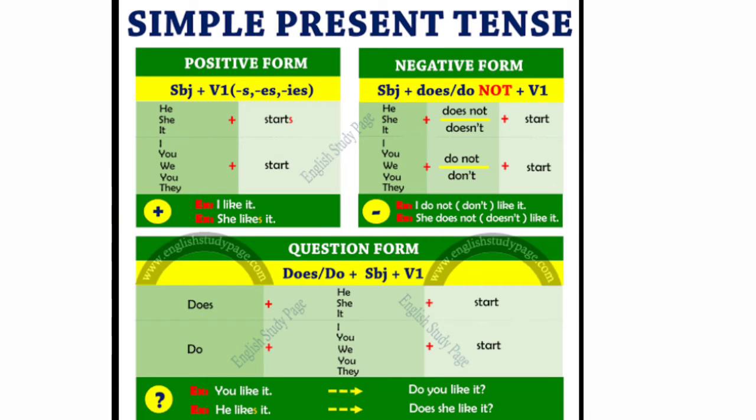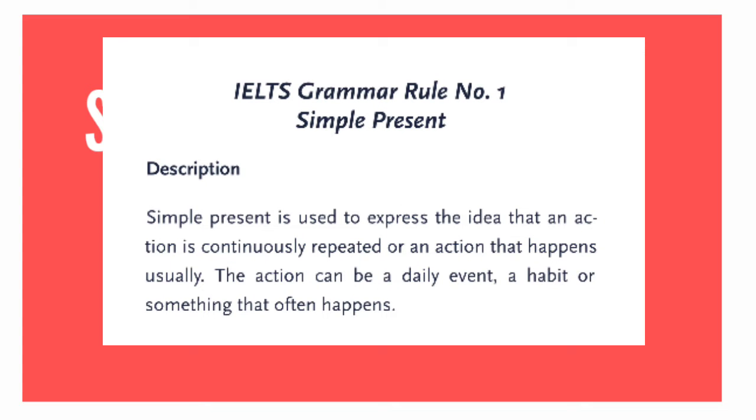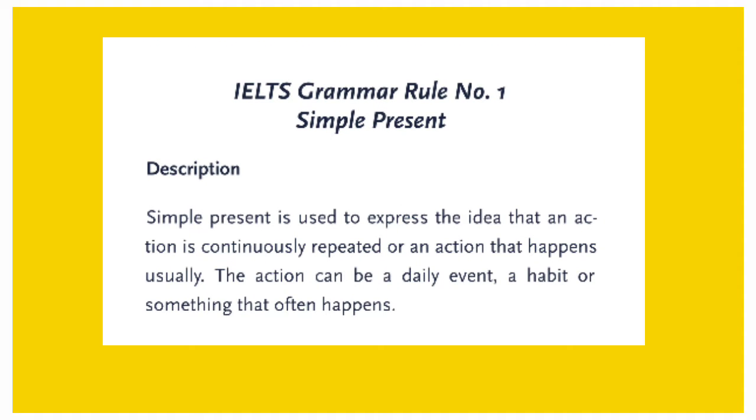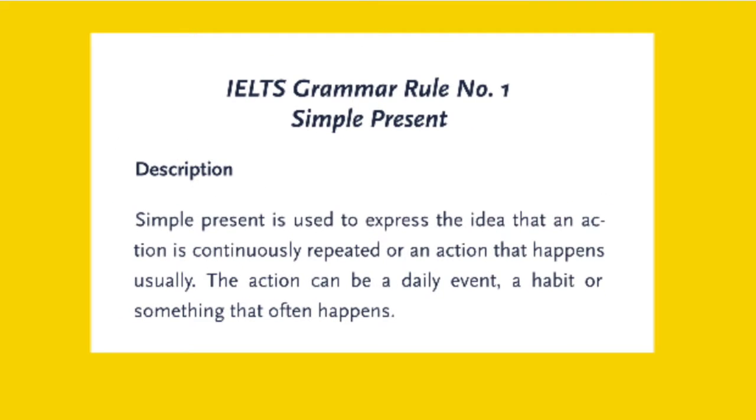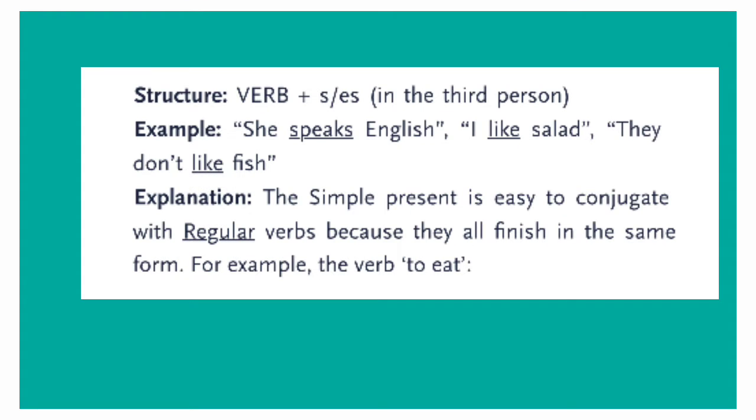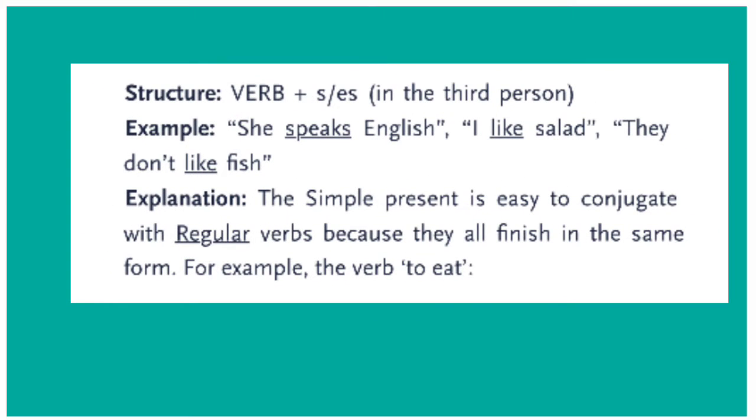Simple present. Simple present is used to express the idea that an action is continuously repeated or an action that happens usually. The action can be a daily event, a habit, or something that often happens. The structure is verb plus s or es in the third person. Example, she speaks English. I like salad.